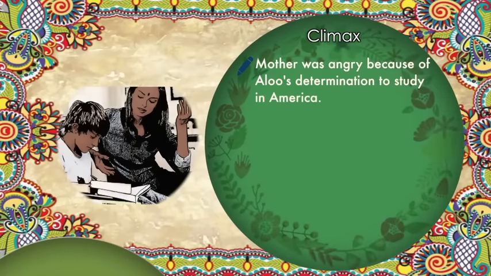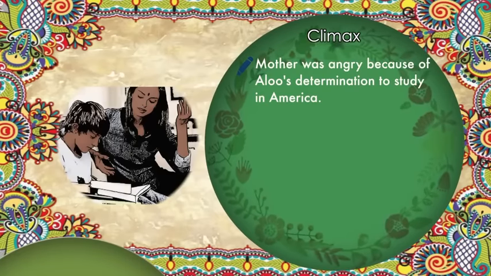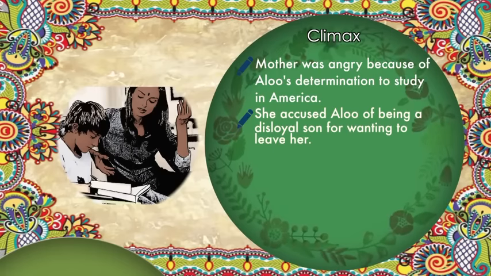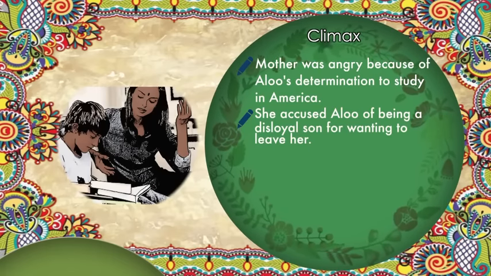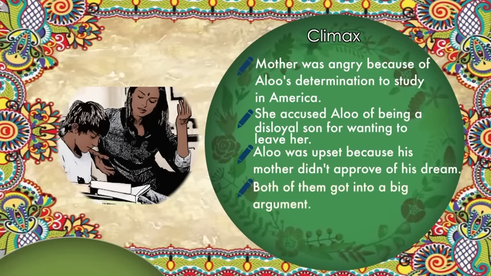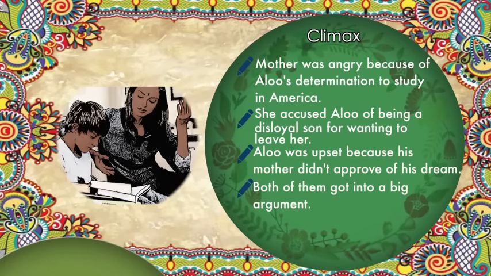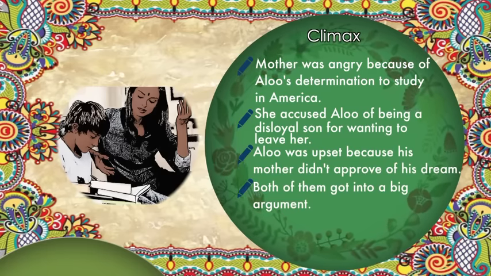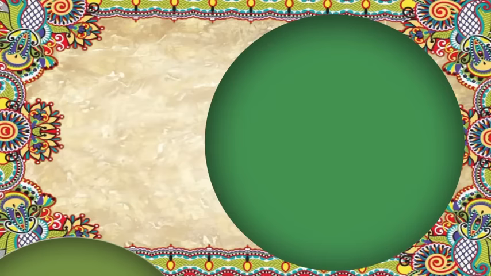Mother suddenly got angry because of Alu's determination to study in America. She accused Alu of being a disloyal son for wanting to leave her. Alu was also upset because his mother didn't approve of his dream of studying overseas. Both of them got into a big argument.